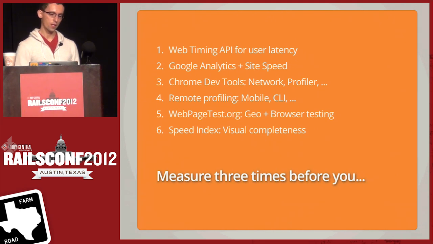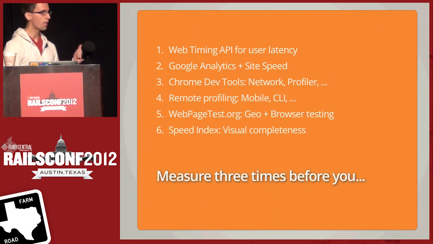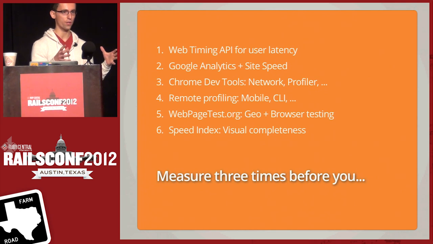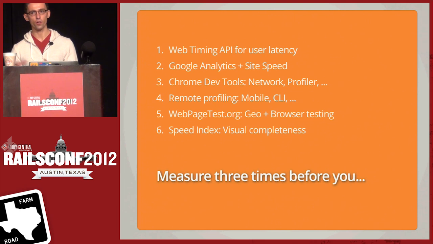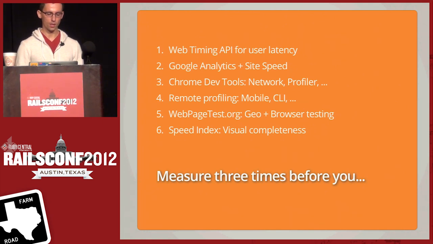So, a quick recap. We talked about the Web Timing API. Google Analytics is very useful. Chrome DevTools helps you optimize the page in your browser when you're trying to figure out what's going on. You should absolutely test your pages in other browsers and in other geographic locations. WebPageTest can help you with that, and it's a free app, which is great. And speed index is an interesting way to quantify how fast your pages are loading, because the load time itself often hides some of the nuances in there.